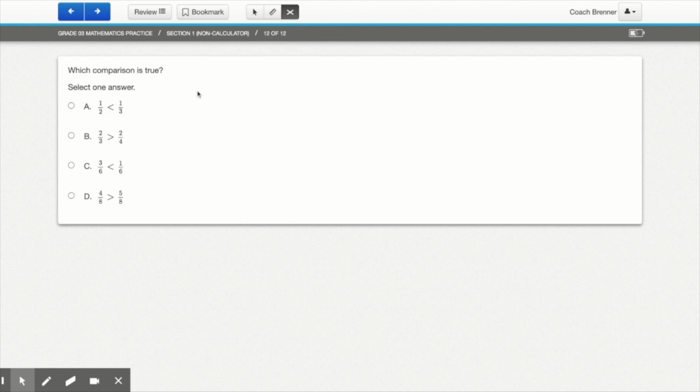One, I'd like to see if they have the same denominators. I know it's a little bit easier for me. So it says which comparison is true. So here I know 3 is greater than 1, right? So 3/6 has to be greater than 1/6. So I'm going to eliminate this one. Also here, 4 is not greater than 5, right? The 5 is greater, so 4/8 is not greater than 5/8, so I can eliminate that one.